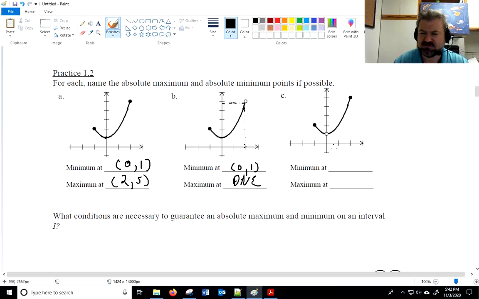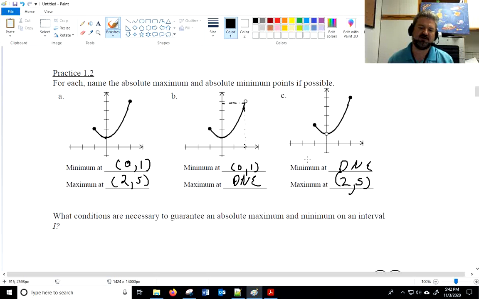What about the minimum on this one? Well, same thing. We got an open circle here. So again, I can get as close as I want, but I can never finish getting closer. So this doesn't exist. But the maximum this time does. We have 2, 5 again.